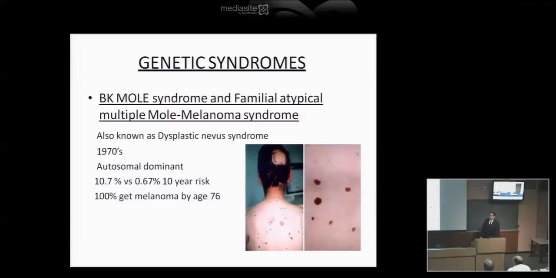Some of the genetic syndromes in melanoma. The first one is the BK mole syndrome, also called the dysplastic nevus syndrome or the familial atypical multiple mole melanoma syndrome. This was first described in the 1970s. It is an autosomal dominant condition and carries a lifetime risk of 10.7% of getting a melanoma as compared to a 0.67% 10-year risk in a normal population. And 100% of people who've got this syndrome usually end up getting melanoma by the age of 76. As a result, these patients need to be watched carefully and closely by their primary care physician for any change in the moles that they have.